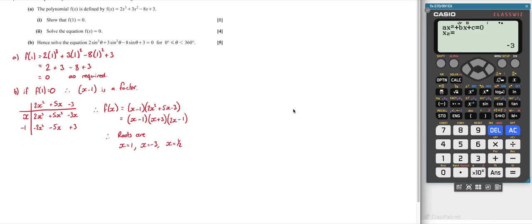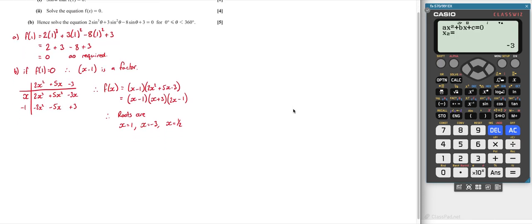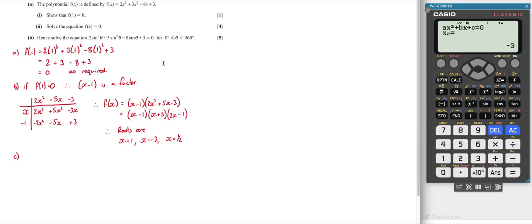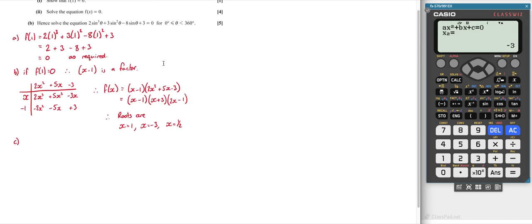It then goes on to say, hence solve the equation 2 sine cubed theta plus 3 sine squared theta minus 8 sine theta plus 3 equals 0. Well, of course, this says hence, so we need to use what we've just done. If you recognise, we have exactly the same form, so 2 something cubed plus 3 something squared minus 8 something plus 3. So we've got a hidden cubic.